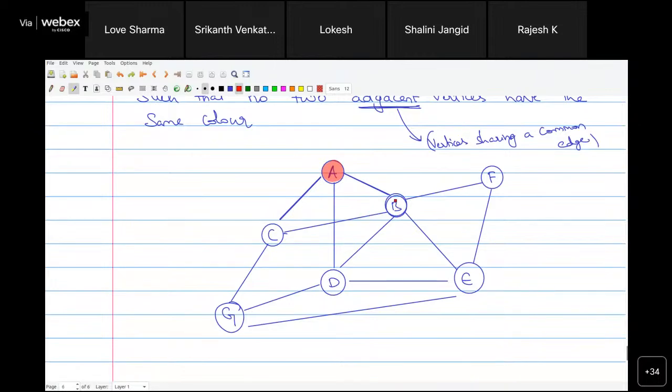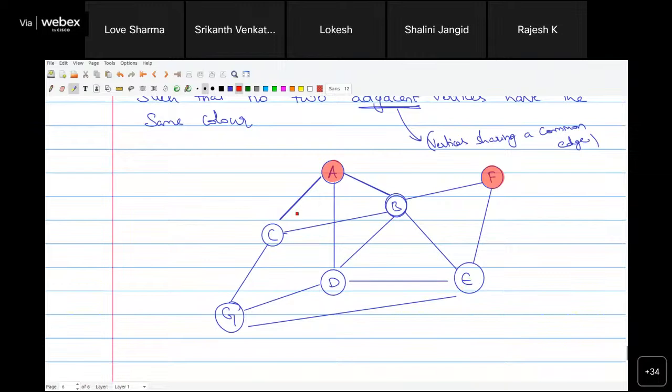So what I will do is fill the red color to the maximum number of vertices possible. So I will try to fill the maximum number of vertices. So I can give it to F, right? F is not adjacent to A. I can give it to F. Now once I give it to F, now E cannot take red color.